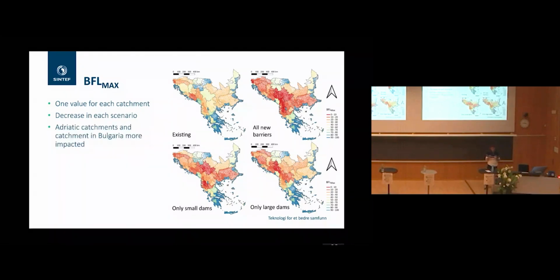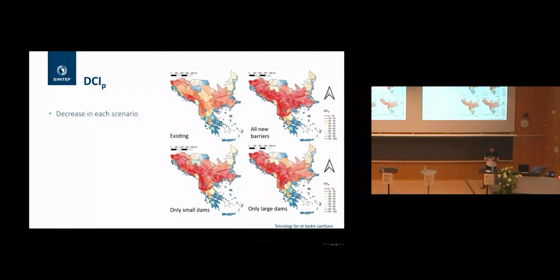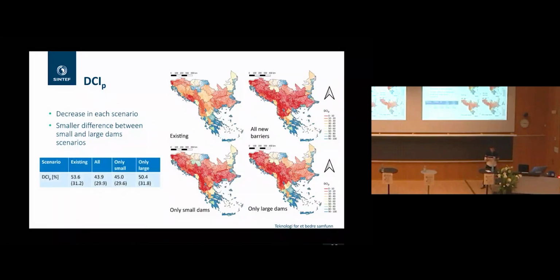Again, some catchments, the Adriatic ones, which are these ones, are more impacted. And in this case, the effect of small dams and large dams is a bit less evident because we lose already 200 kilometers in the average just building the large dams. Same for the connectivity index. The smaller difference between small and large dam scenario. Again, here the percentages are similar for the existing and the large, a bit lower for the small.